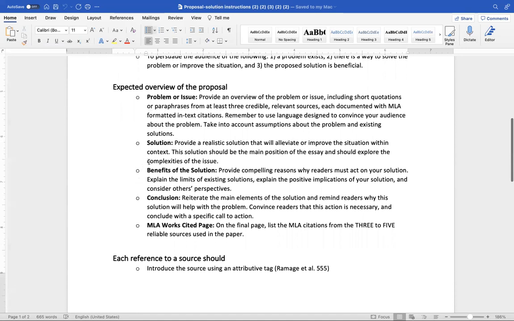These are the 4 sections of the proposal, and you'll have these. And when you look at the sample problem solution proposal, you'll see that that's exactly how it is organized. It starts with the problem or issue. It begins with an attention grabber. It has an interesting fact that also has a quotation in it. It begins with that. That's what you do in your problem or issue.